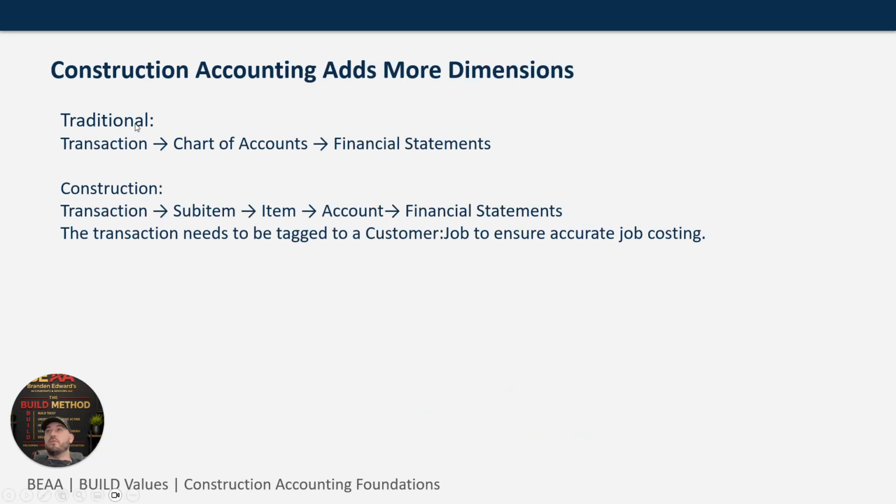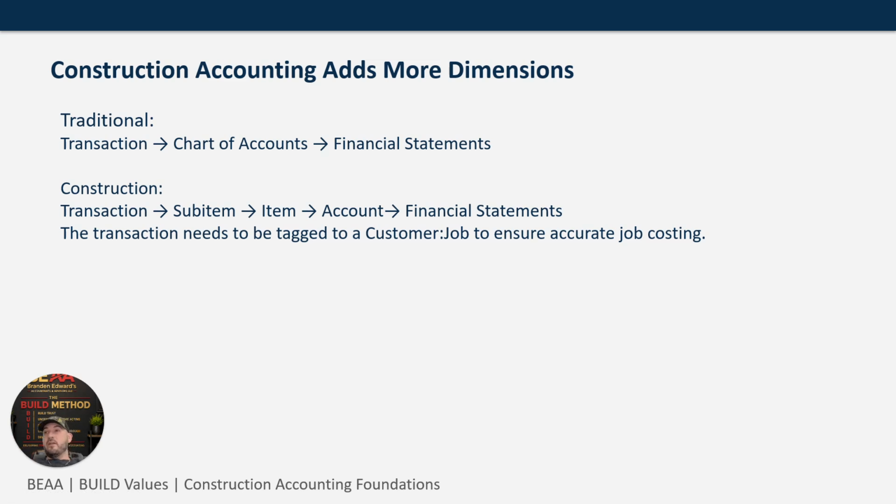Construction accounting adds more dimensions. For traditional or compliance-based clients, the transaction goes straight to an account, so it goes to your chart of accounts, which flows to your financial statements. Done. In construction accounting, the transaction goes to a sub-item that lives under an account, and is then reflected on financial statements. And also now you have the operational reporting to show your reports by item. On top of that, now the transaction needs to be tagged to a customer job to ensure accurate job costing.